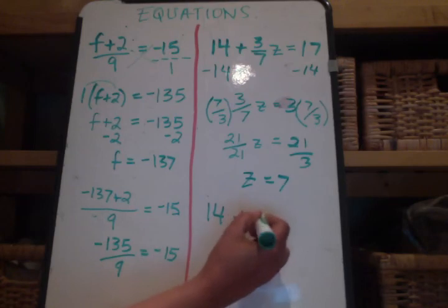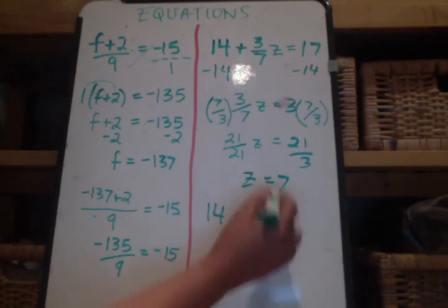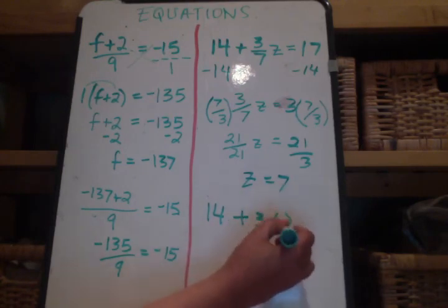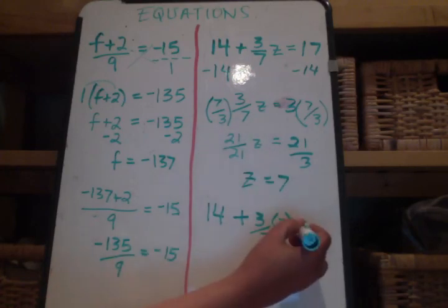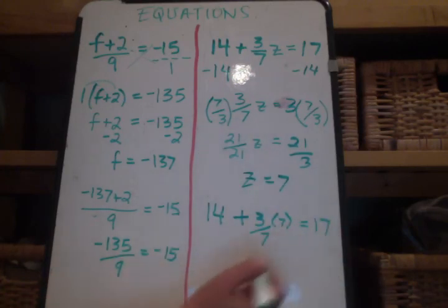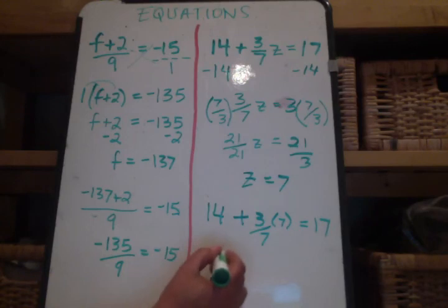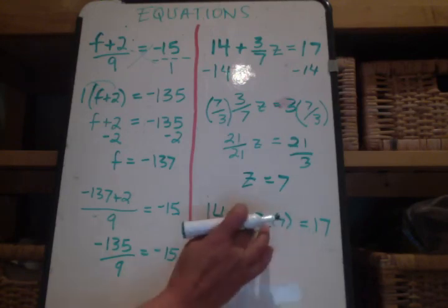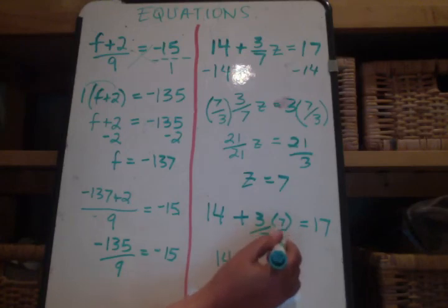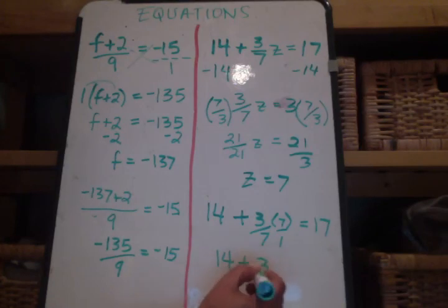And if I put that back into the equation, I'd get 14 plus 3/7 times 7, which is where z is, equals 17. And I'd get here 14 plus, and again, you can think of this as 7 over 1. So if I multiply these fractions, it would be 21 over 7, which is 3, equals 17. And that is correct.